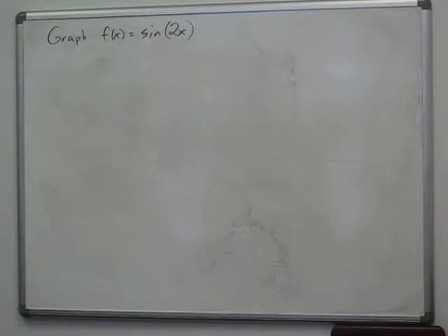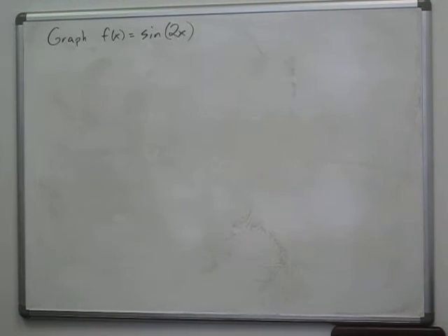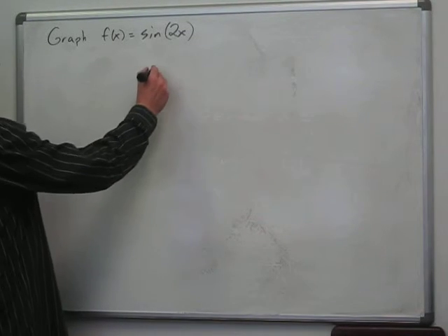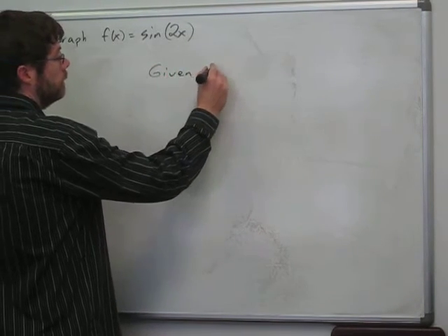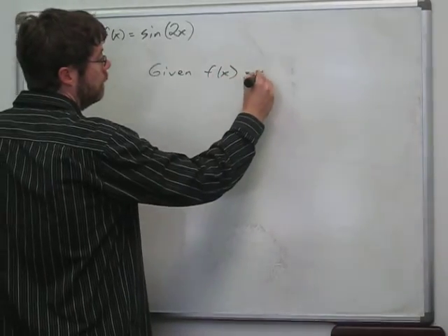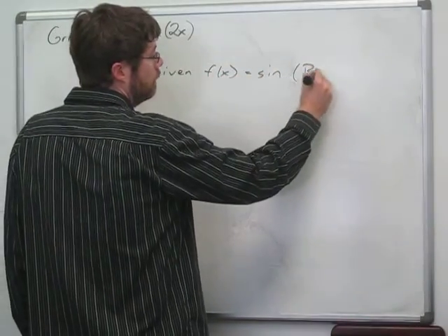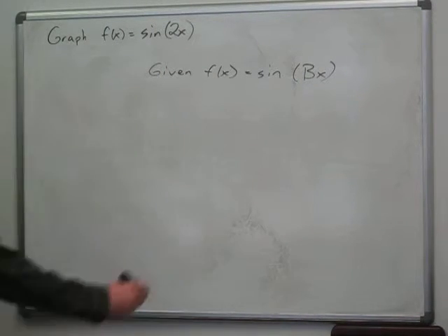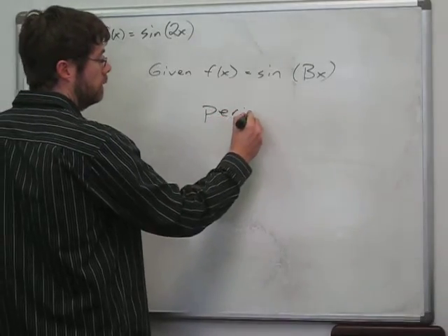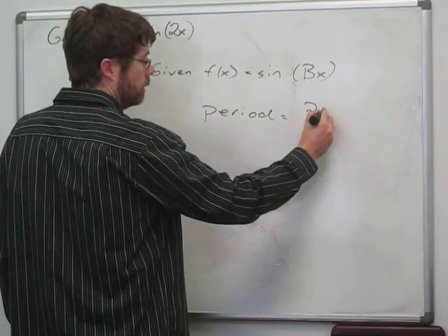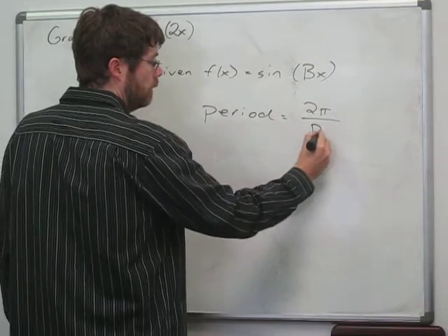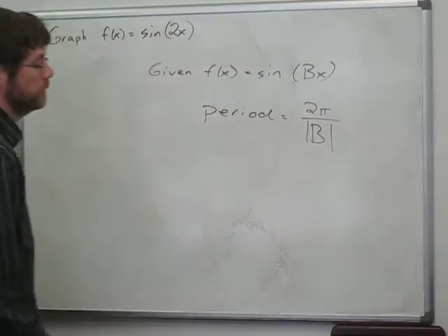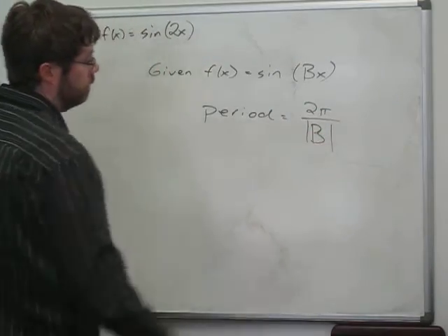Let's continue graphing sine curves, but now let's look at graphs where the period has changed. In general, we have the following. Given a function sine of b times x, the period is going to be 2 pi over the absolute value of b.